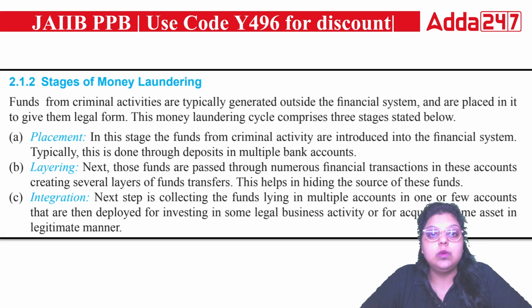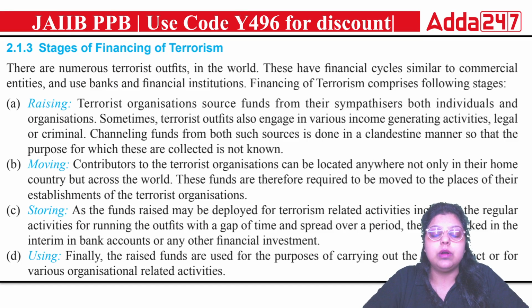And in integration, we show black money being converted into white money, which has a legal source of income, from the layering stage. So this is money laundering. Apart from money laundering, the next important stage is the financing of terrorism.